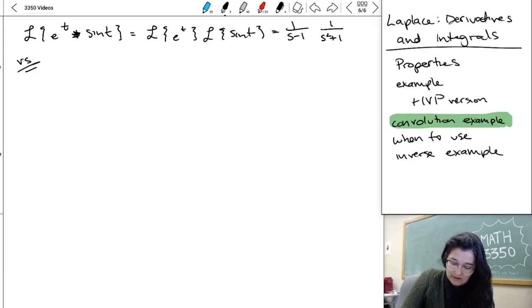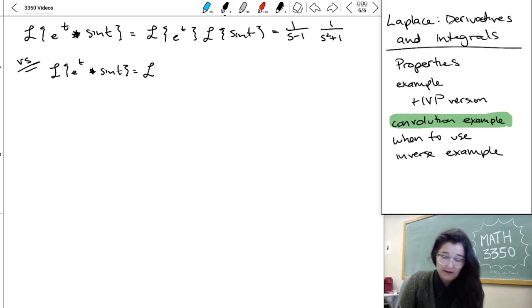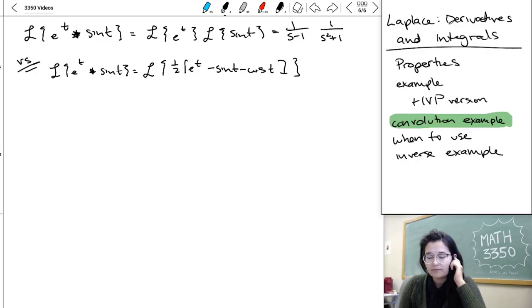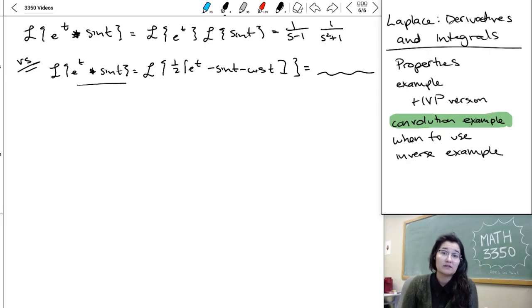But if instead you said, okay, the Laplace transform of e^t star sine t, compute this whole convolution integral that took us quite a while to do, the Laplace transform of one half of e^t minus sine t minus cosine t, and then went ahead and computed all of those Laplace transforms and moved forward, you would get to the same place eventually, but it would be much more difficult. So in general, do not compute a convolution integral unless you need to.